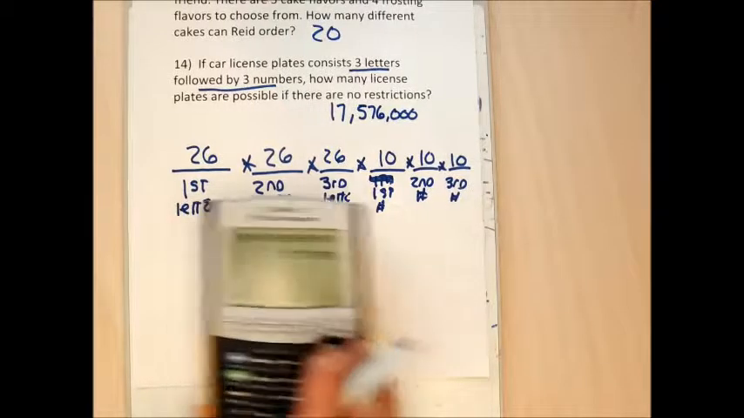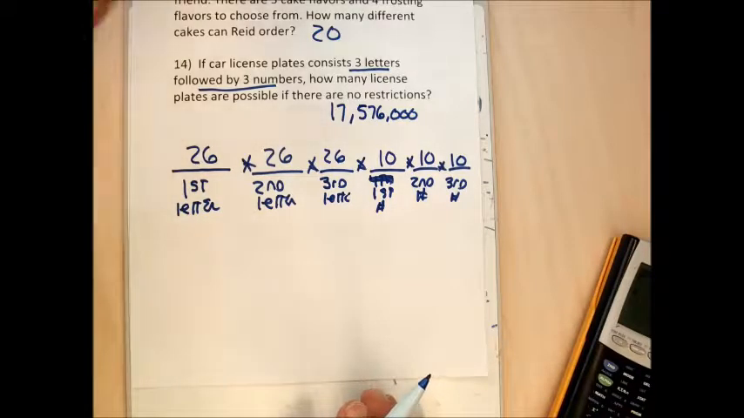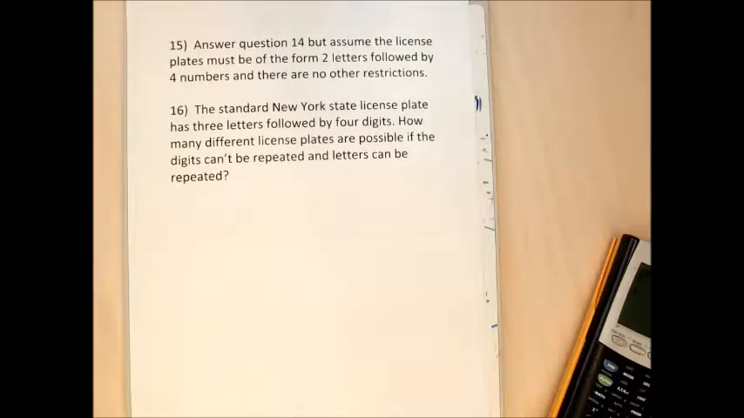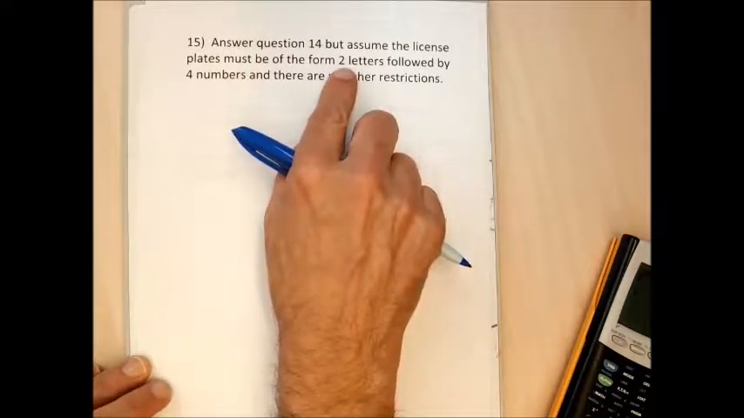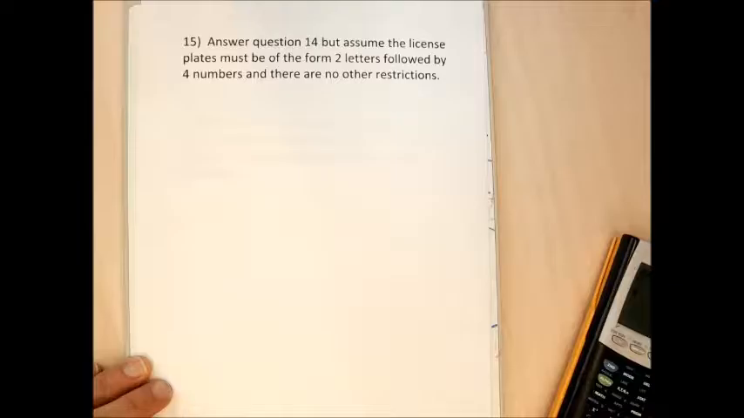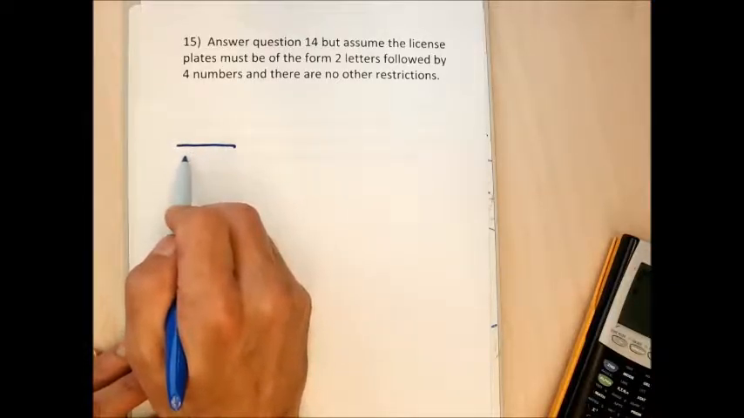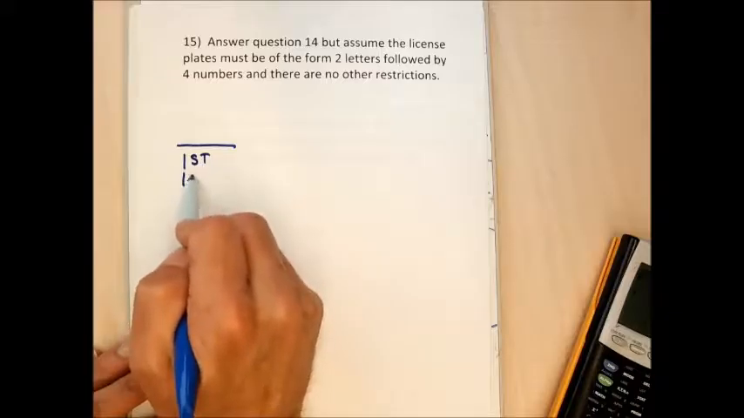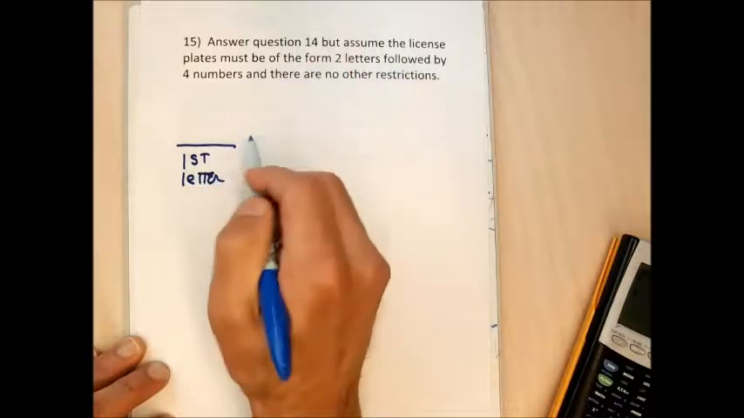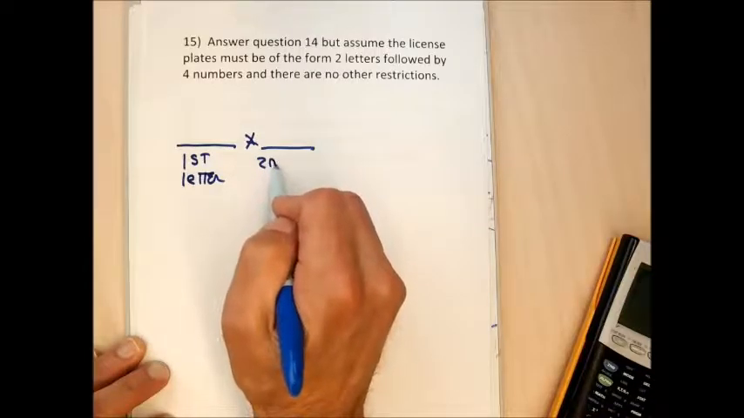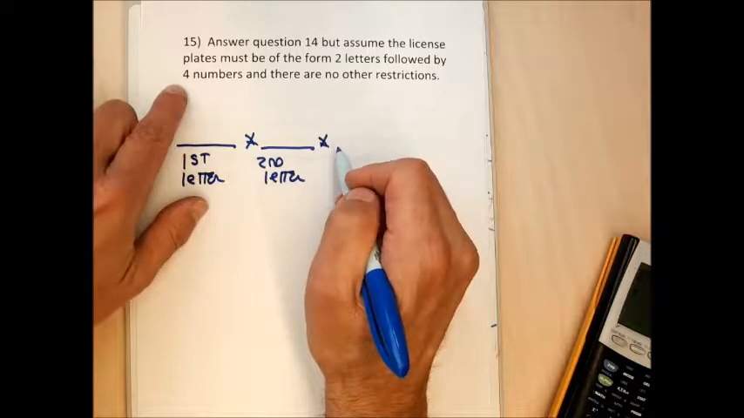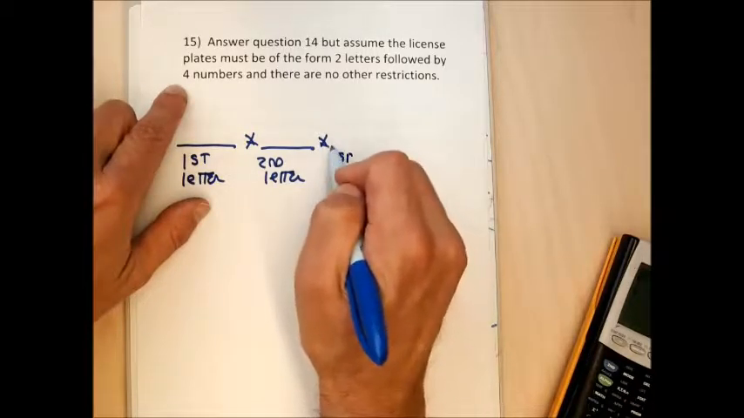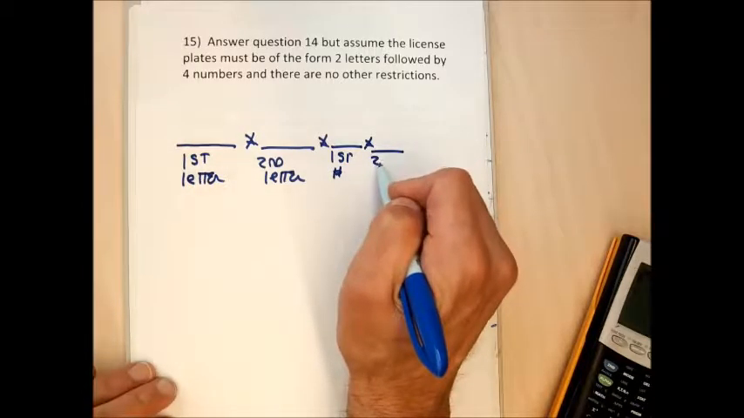Let us work on problem 15 together real quickly here. So in problem 15, we want to create license plates, and how many license plates are possible that have 2 letters followed by 4 numbers, but there's no other restrictions. So there's 6 experiments. Experiment 1 is picking the first letter. Experiment 2 is going to be picking the second letter. Done with the letters, experiment 3 is going to be picking the first number. Experiment 4, the second number.